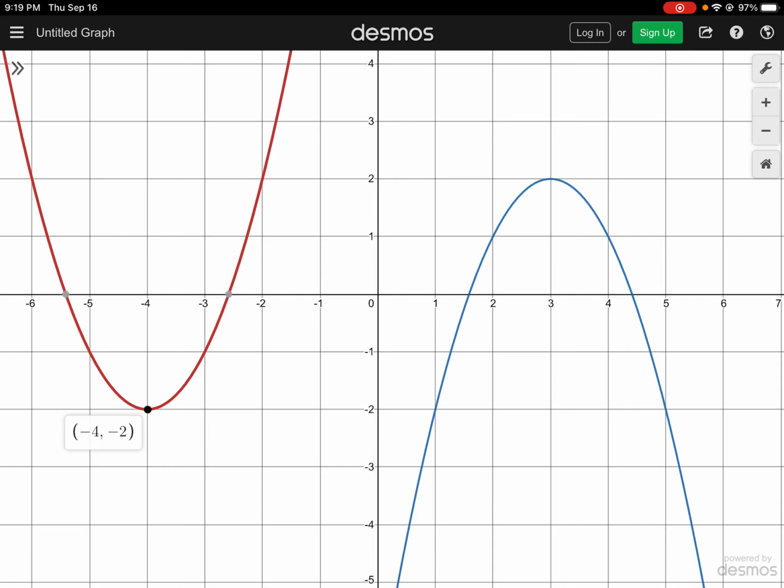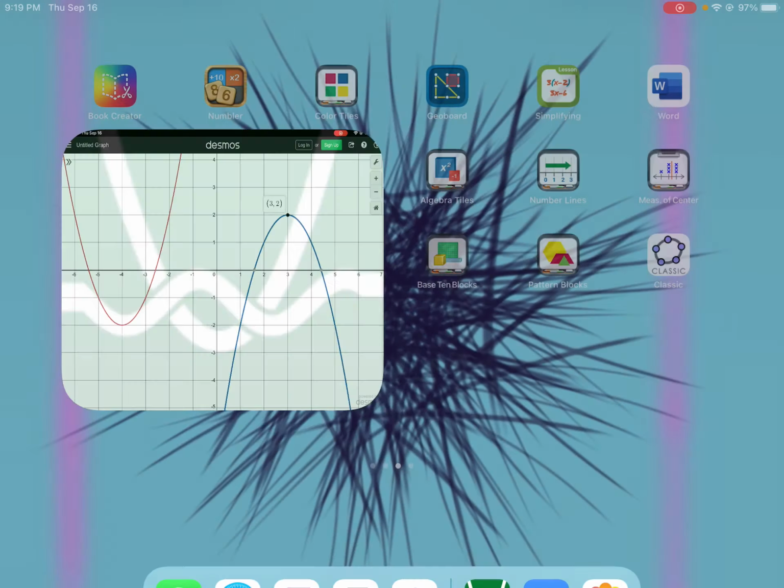Now let's look at the blue graph. What is the vertex? The vertex is at (3, 2). Without the vertex, you're really just taking a guess at graphing. So it is really important to get the vertex correct.